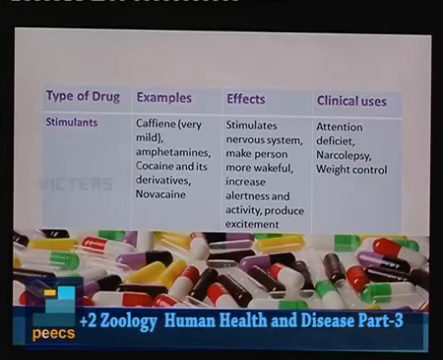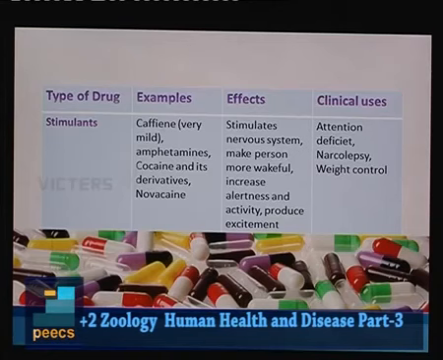Now going to the third category, the category of stimulants. Stimulants examples are caffeine in the very mild form, then amphetamines. Amphetamines are anti-sleep pills, usually used by truck drivers and overnight workers to keep away sleepiness. Cocaine and its derivatives, Novocaine, are all examples coming under stimulants.